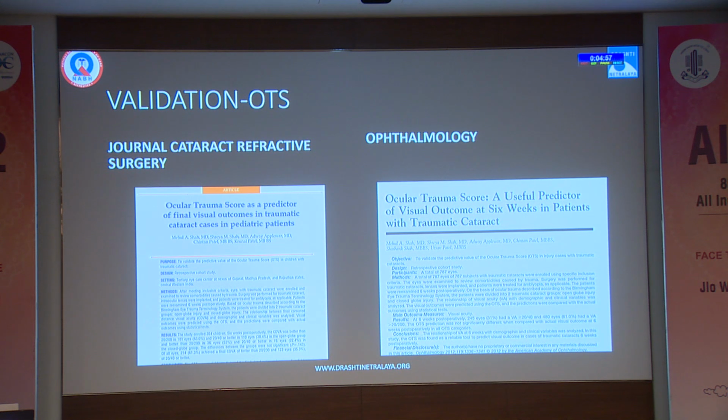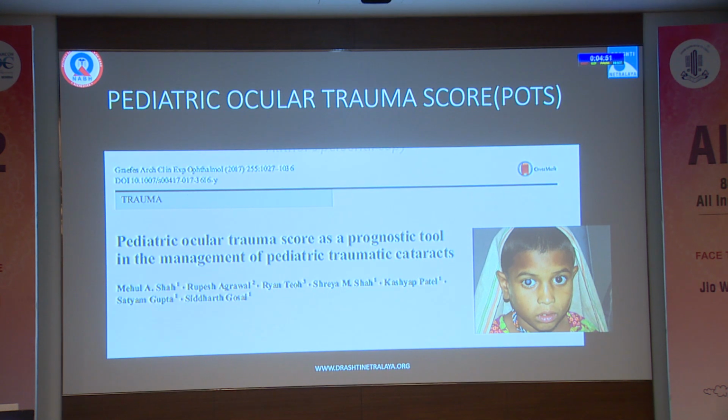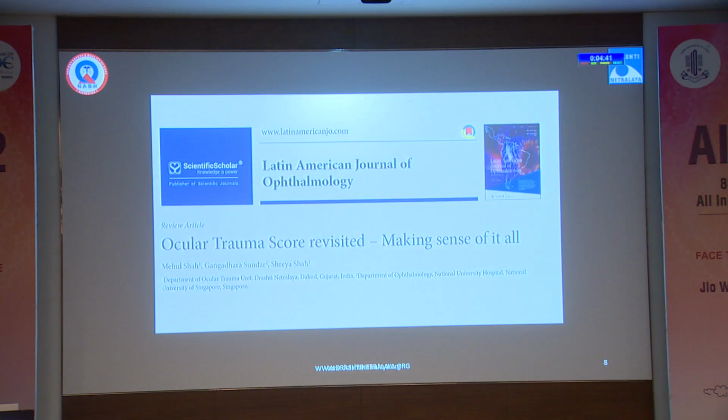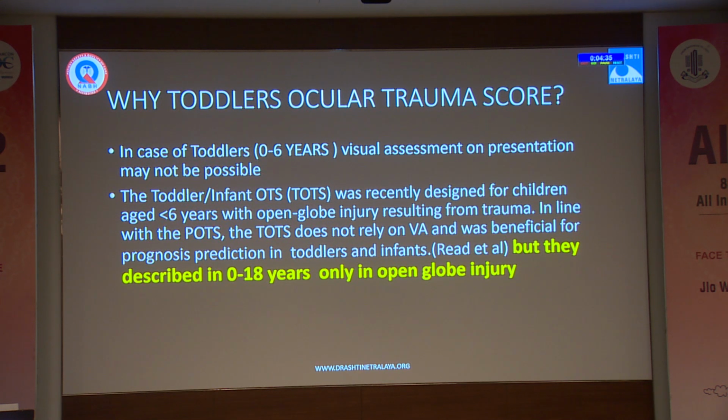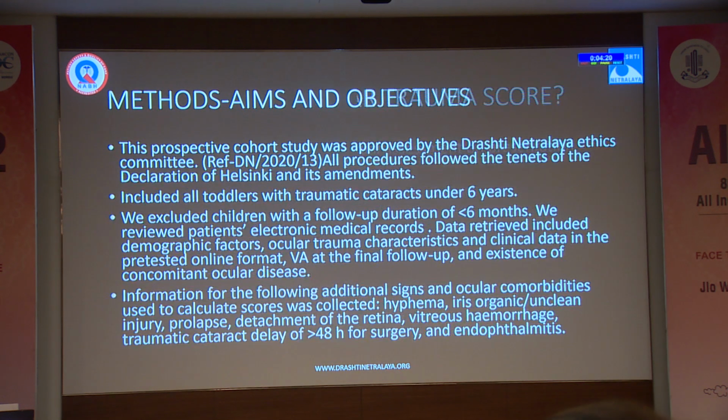So OTS was validated in ocular trauma in pediatric cases. But because of shortcomings, the pediatric ocular trauma score was developed and we published that in Archives of Ophthalmology, considering the special aspects of the pediatric age group, and these were all discussed in this review article. So why the toddler ocular trauma score? In toddlers aged 0 to 6 years, visual assessment on presentation may not be possible. The toddler ocular trauma score was designed by Reed et al., but they considered 0 to 18 years of age and only open globe injury. So we have tried to study this newer modality of prediction.